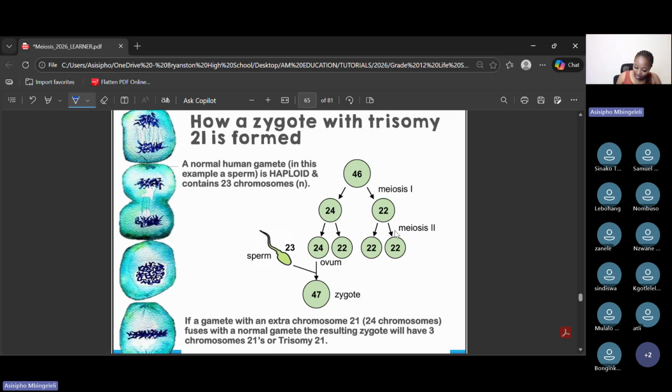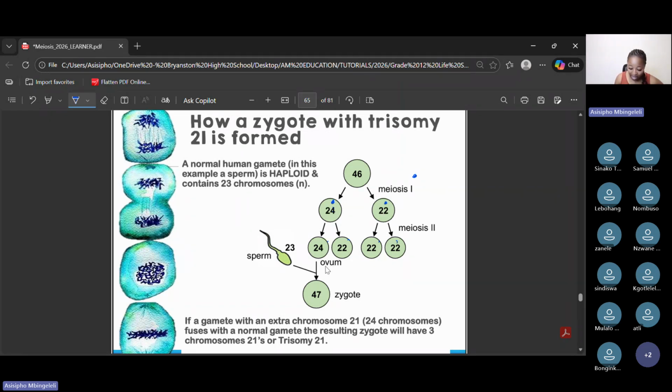So what do we have here? 22, 22, 22, 22. That means non-disjunction occurred in meiosis 1 here, because how can we see that? This cell is supposed to have 23, and this one is supposed to have 23. At this point, there is one extra on this side, we're having 24, and one less on this side, there is 22. Now we are able to see in which anaphase non-disjunction occurred.